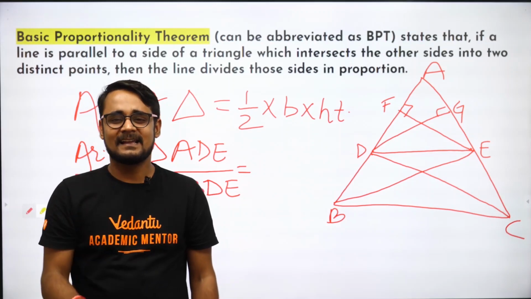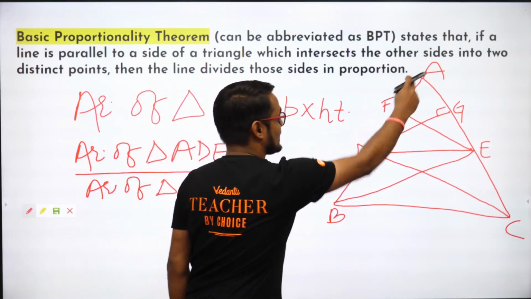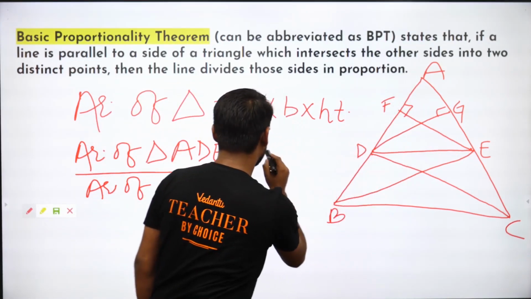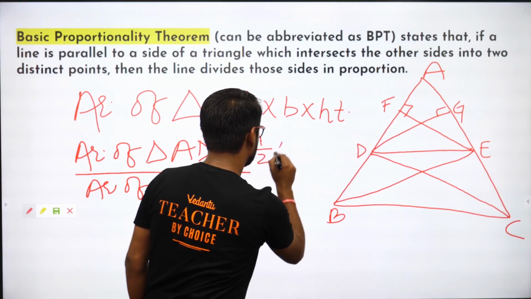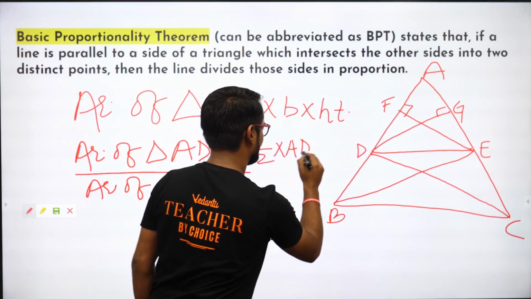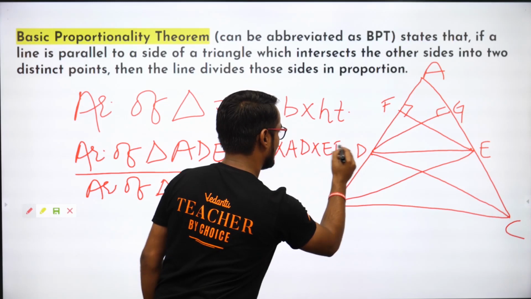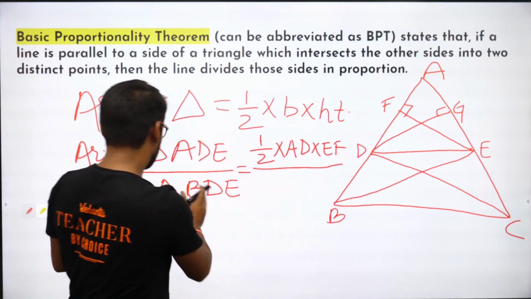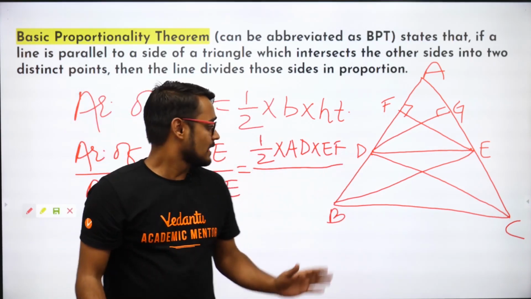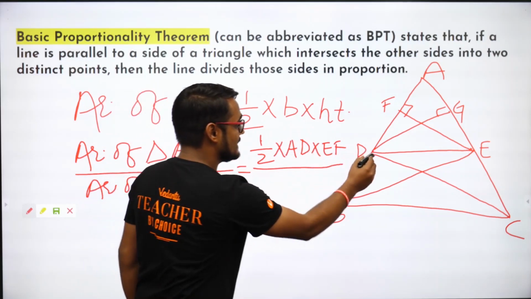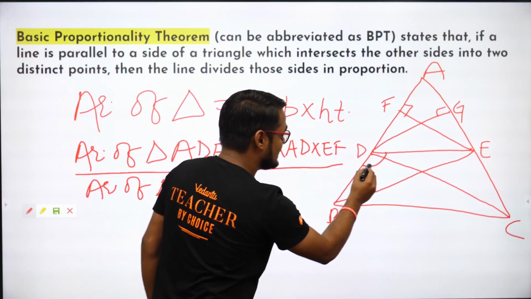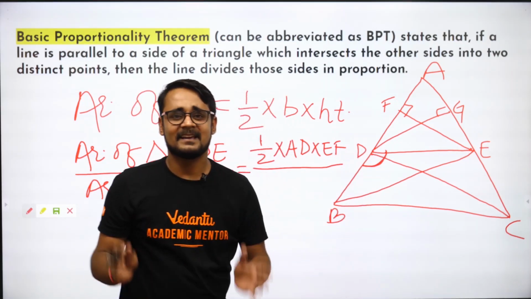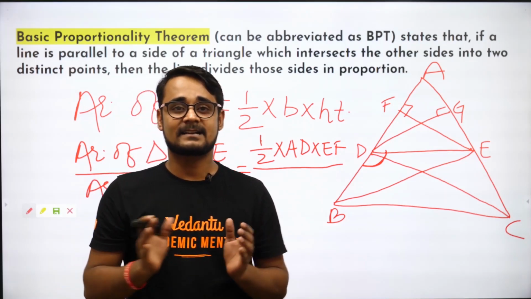Area of triangle ADE will be half into base. Base is AD into height EF. Half into AD into EF. And what is the area of triangle BDE? As you will see now, in BDE, this angle D is more than 90 degrees. I mean that is an obtuse angle triangle.